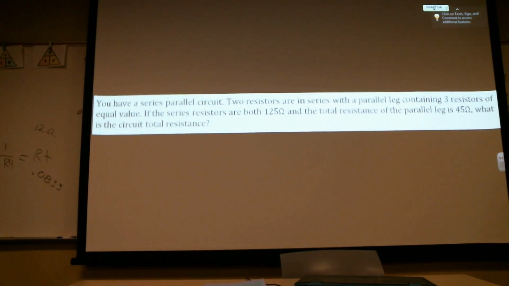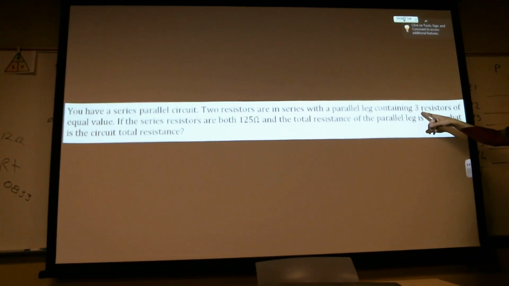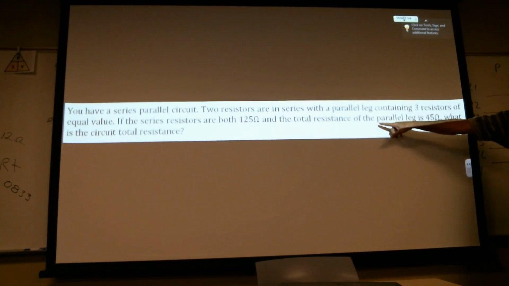Okay, moving on. You have a series parallel circuit. This is worded word for word, except I changed the values. You have a series parallel circuit. 2 resistors are in series with a parallel leg containing 3 resistors of equal value. If the series resistors are both 125 and the total resistance for the parallel leg is 45, what's the total resistance? So it's kind of silly that they even tell you 3 resistors of equal value when they give you the resistance total.